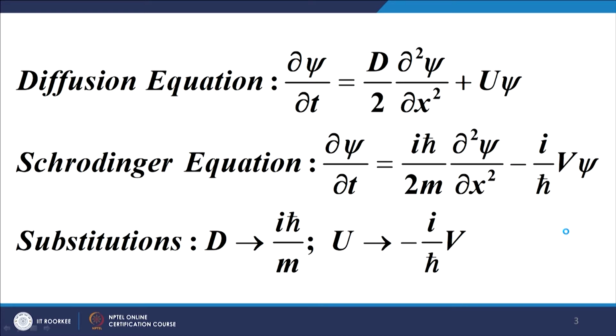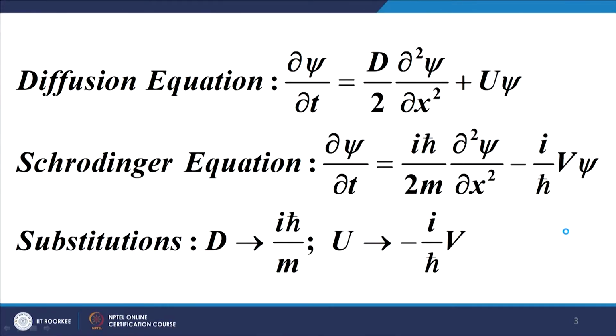In contrast, the Schrodinger equation can be written in the form of del psi by del t is equal to i h bar upon 2 m del square psi upon del x square minus i upon h bar V into psi. It is written in a slightly different form, but by the rearrangement of various numbers we can put it in the form that I have presented on the slide.